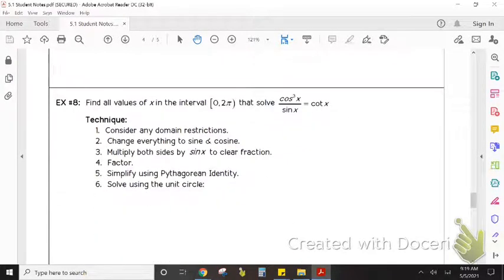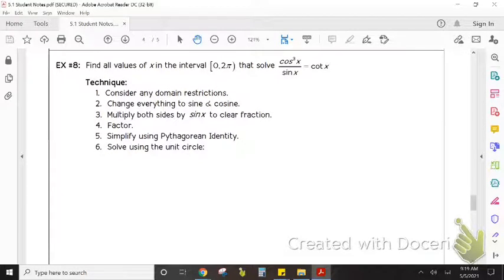All right, then 8. 8 changes it up a little bit here. It says find all the values of x in the interval from 0 to 2 pi that solve the fact that cosecant cubed of x over sine of x is equal to cotangent of x. And so they give us a technique here. They're kind of reminding us of the steps to go through, okay?